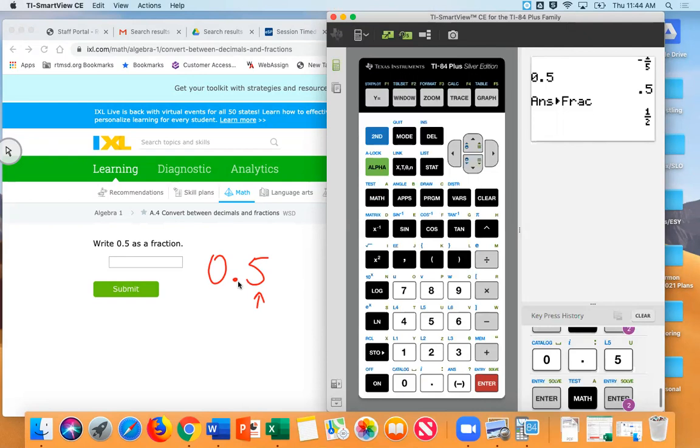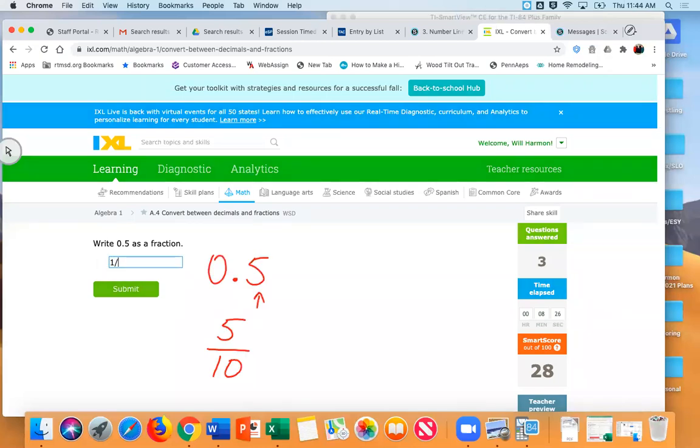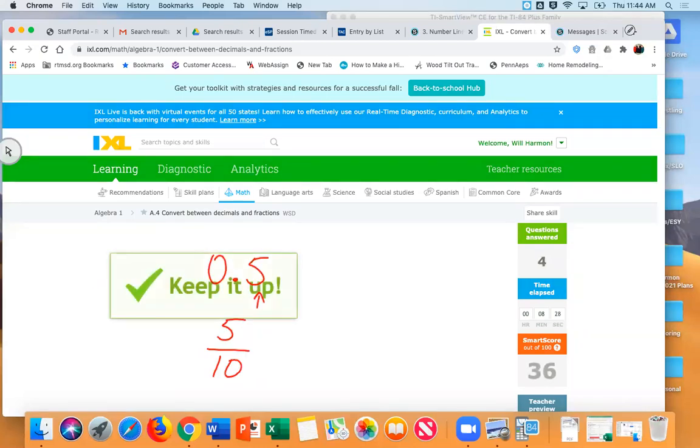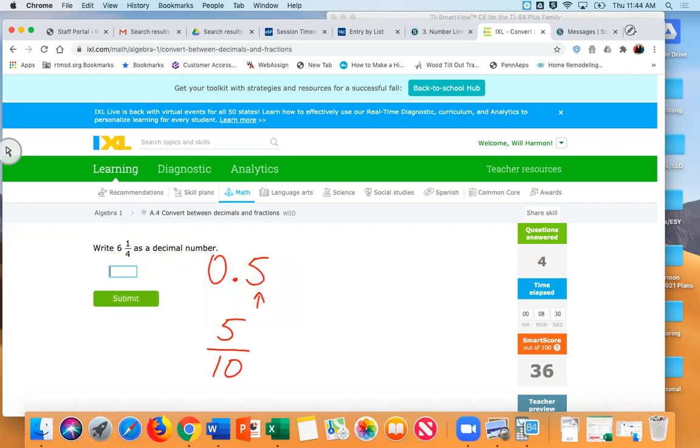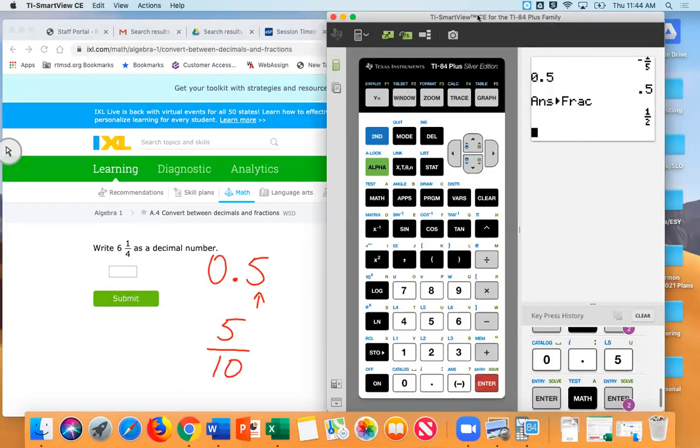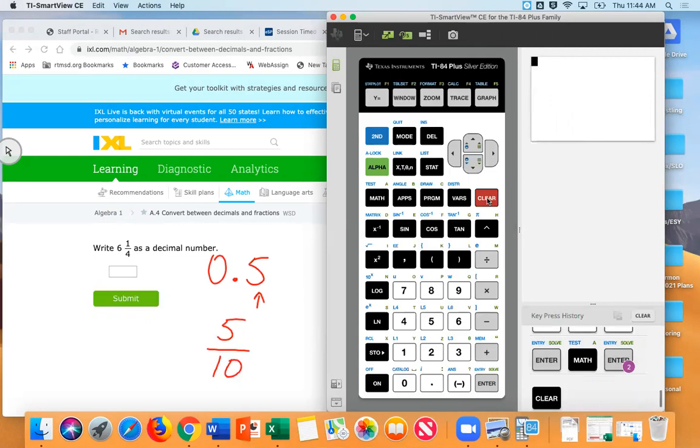The tenths. So if it's the tenths, we're going to write 5 out of 10. And 5 out of 10 is the same thing as 1/2. Okay? Now these get a little bit trickier, and here's the problem with it. This is where the calculator method might be a little bit trickier.